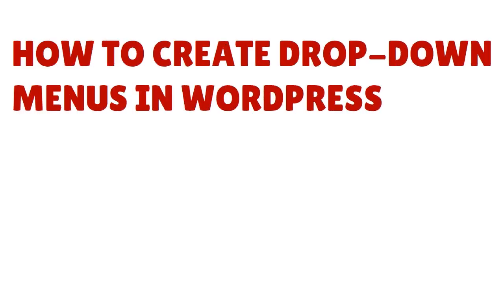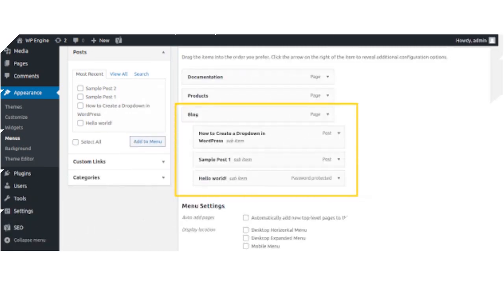So let me talk to you about how to create drop-down menus in WordPress this year. So you want to log into your WordPress admin dashboard. You want to navigate to the Appearance menu from the left sidebar. And if you haven't already created a menu, you want to click on the Create a New Menu link and enter a name for your menu. Then click the Create Menu button.